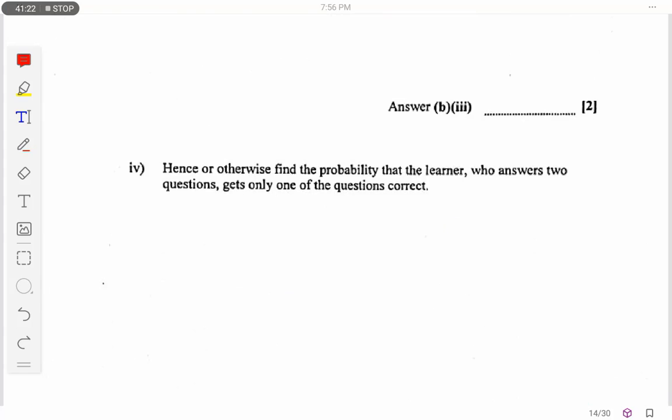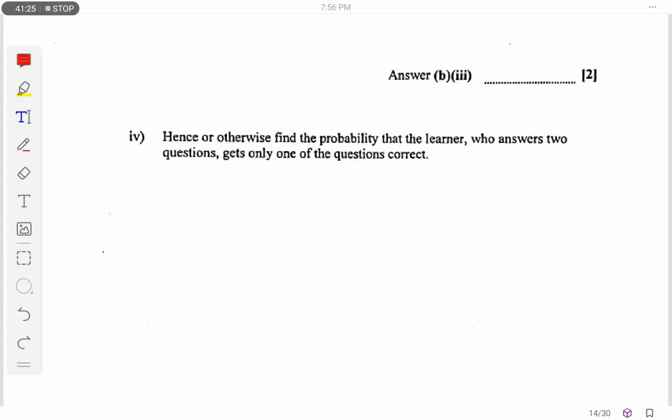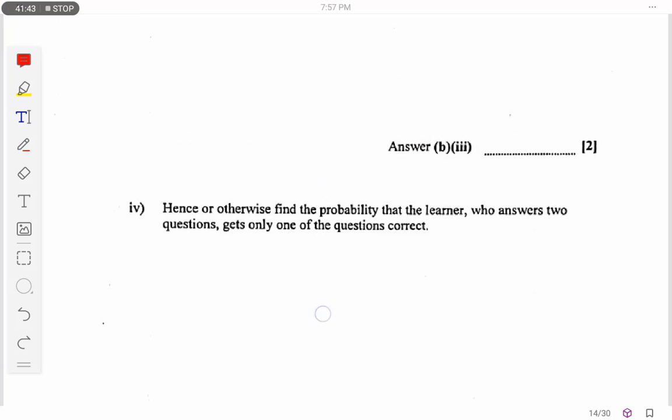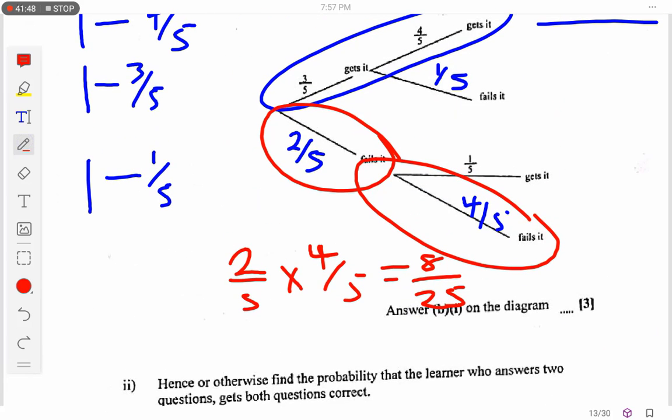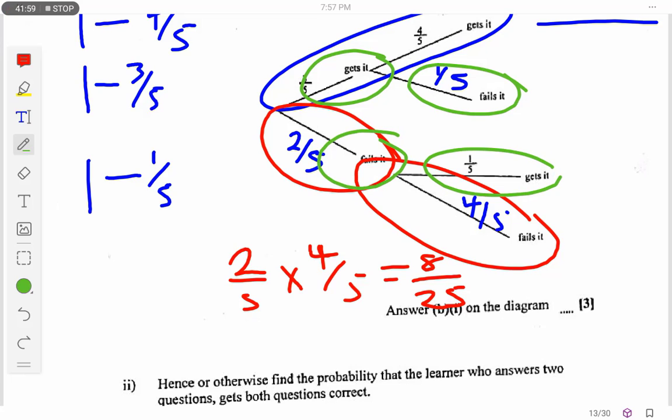Then the last question is saying, find the probability that the learner who answers two questions gets only one of the questions correct. So basically here we are looking at either they get it right and then fail, or they fail and then get it right. That's basically what we are looking at here. So this is going to be: they get it right, then they fail. They fail, then they get it right. That is the tree that we are following.